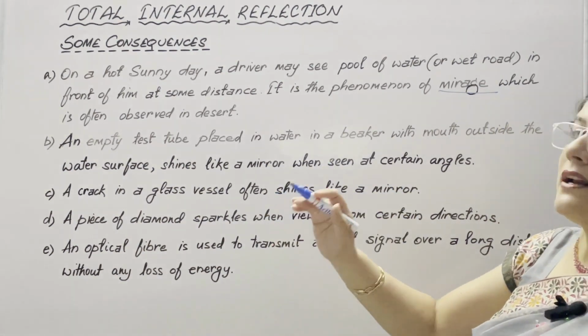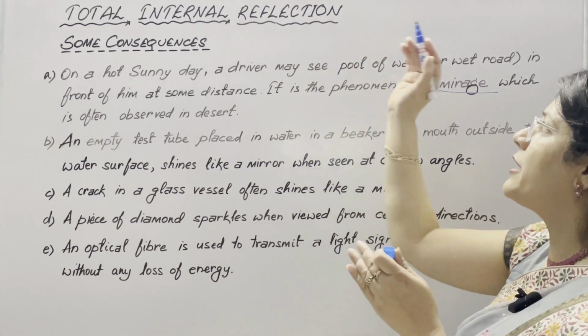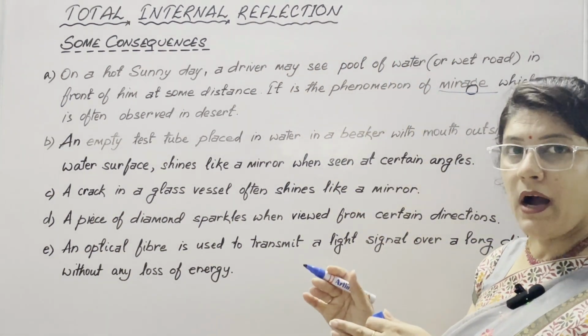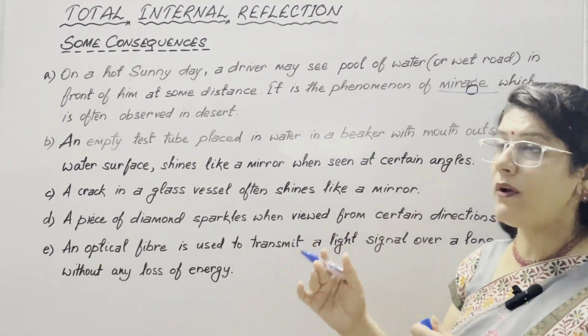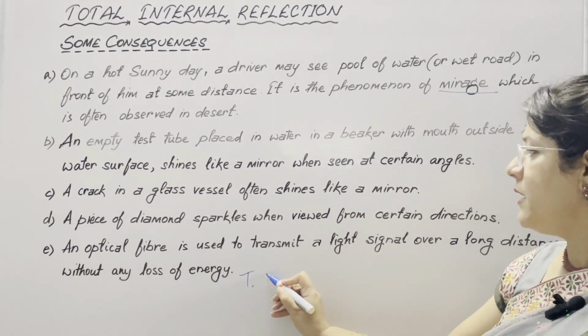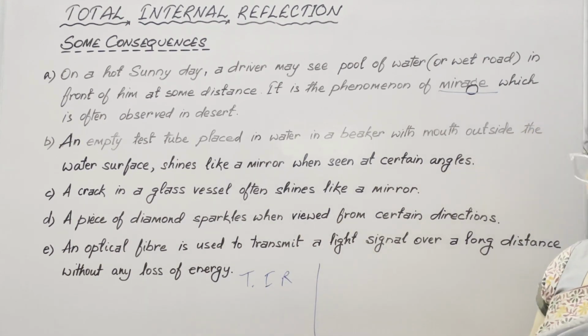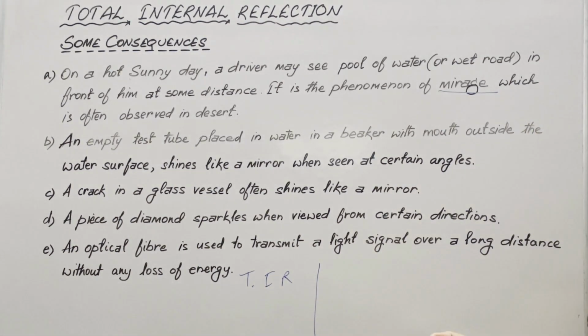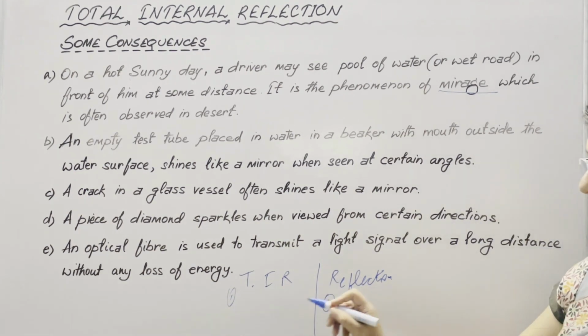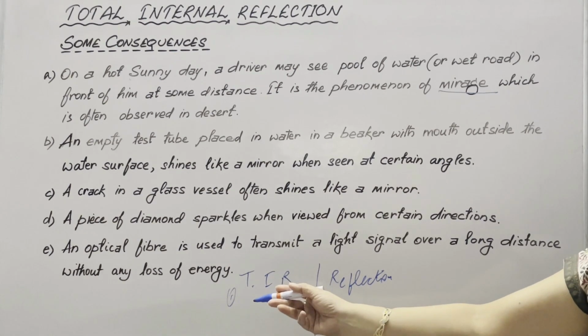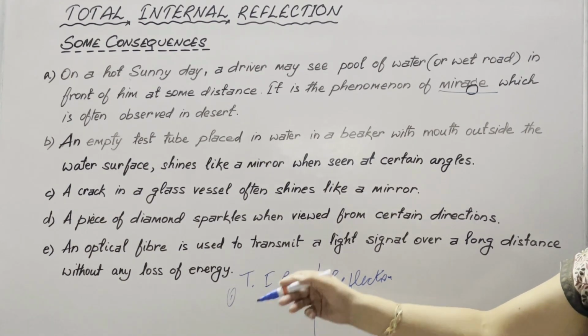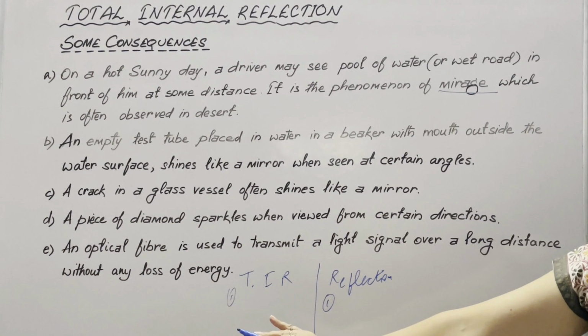You just need to write that this is the consequence of total internal reflection. You will straightway get 1 mark, and for another 1 mark if it is given, then you need to explain them also. Now our last topic is the difference between TIR, total internal reflection, and normal reflection from a plane mirror. So our first point. In TIR, it takes place only when light passes from a denser medium to a rarer medium at an angle of incidence greater than the critical angle for that pair of media.